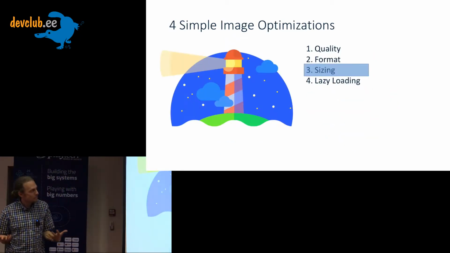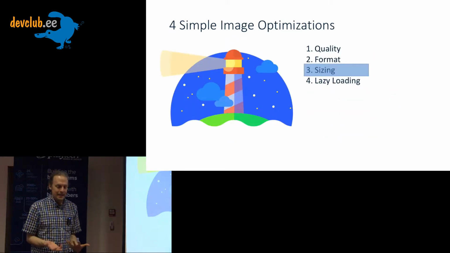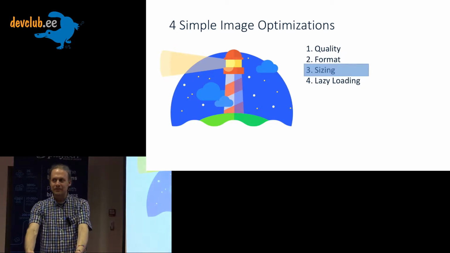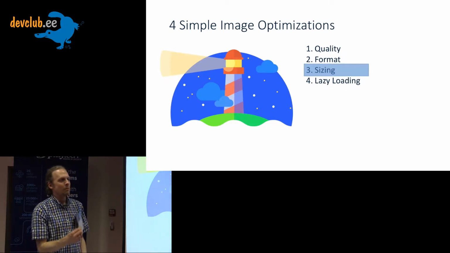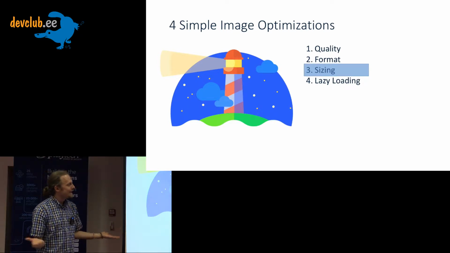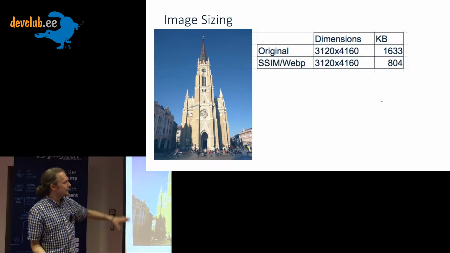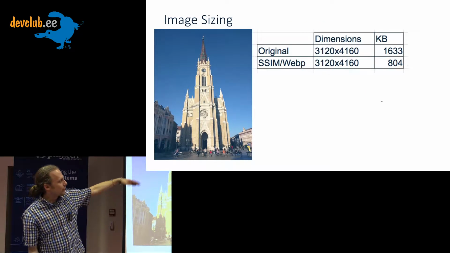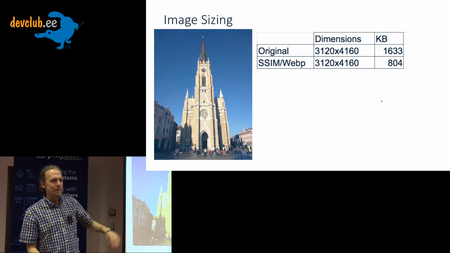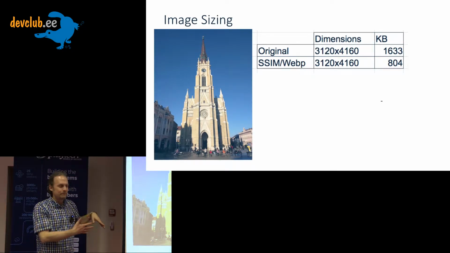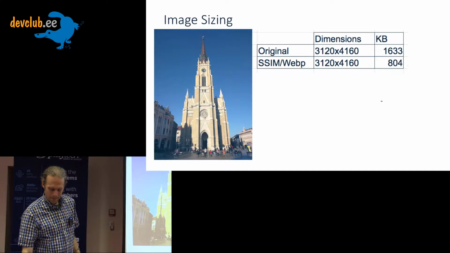The last one makes the most sense probably to everybody. Image sizing. You serve a different size image to the laptop than you do to the mobile device, right? Because it wastes data to send desktop images to mobile. So let's look at that. I take this image. It's 13 megapixels. It's 1.6 megabytes. I do all the stuff we just talked about. I get it down to 800K.